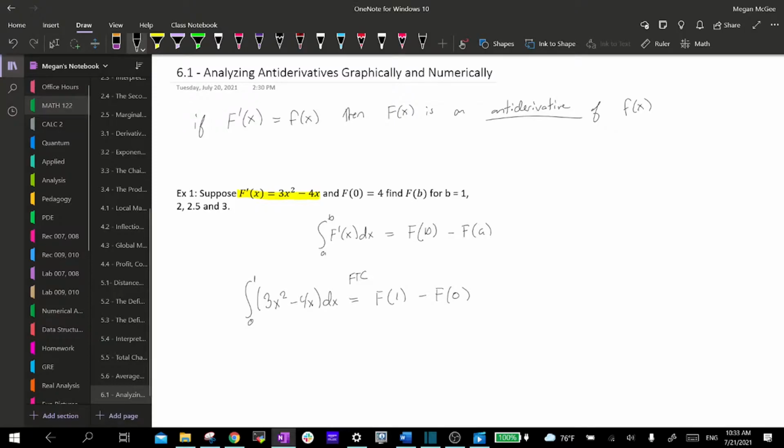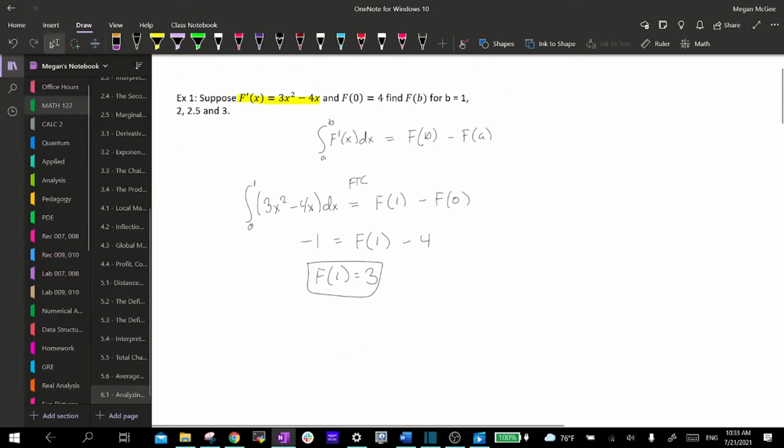Okay, we can evaluate the integral on the left-hand side using our calculator like we have been. So we have negative 1 on the left-hand side is equal to capital F of 1, that's the one we don't know about yet, minus F of 0, which is 4, so minus 4. We'll go ahead and add 4 to both sides, and we get that F of 1 is equal to positive 3. Okay? We were asked to find F of b for b being 4 different values. So we just found F of 1.